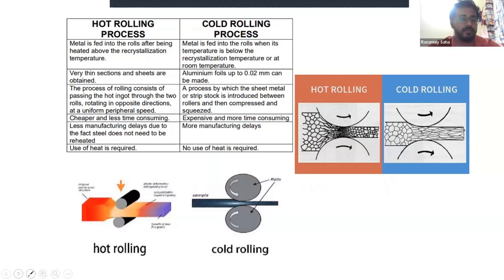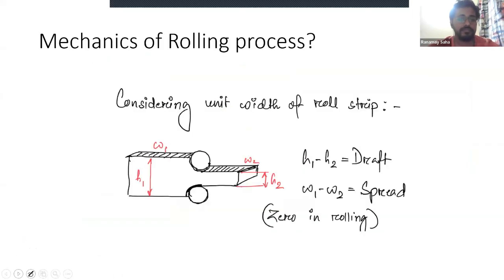So proceeding ahead, let's go to the mechanics of the rolling process, but for this we need some initial concepts, which are draft and spread. Draft is the difference between the initial and final height of the sheet which has been rolled. And spread is the difference between the initial and final width of the sheet, which, as I mentioned before, remains zero in the case of the rolling process.